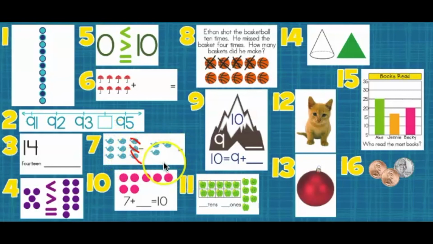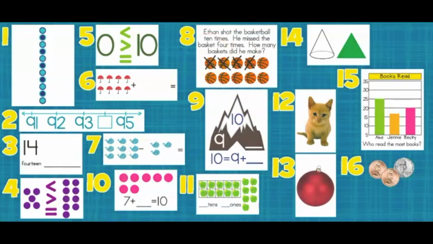So how many wells do we have altogether? 6. That's right. So now we have 6 wells. So 9 minus 3 is 6. Good job. All right, let's look up here at number 8.